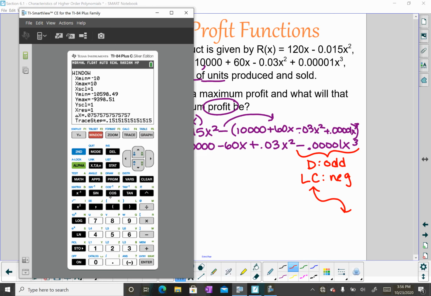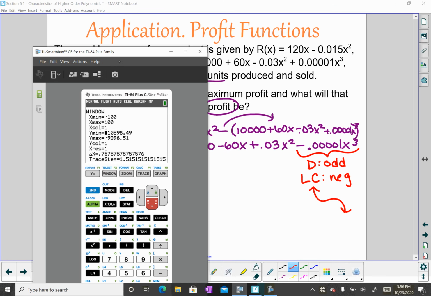And let's see what it gave me for a window. My x's right now are only negative 10 to 10. So maybe let's say like negative 100 to positive 100. Let's see what that does. Hit graph. Nope. So let's hit window, and let's see what's happening with our y's. Our y's are going from negative 10,000 to positive 10,000.